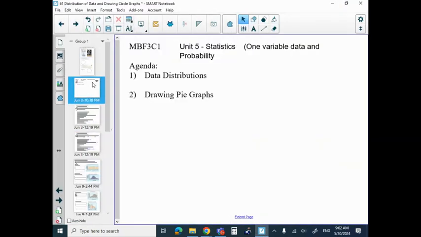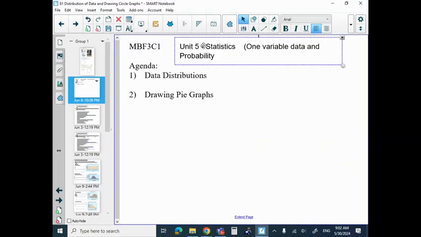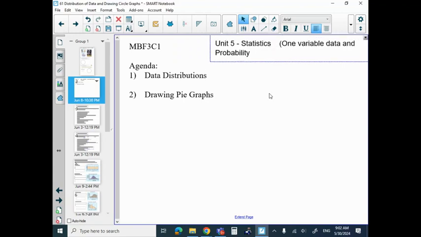All right, here we go with the second lesson of this statistics unit. One variable data and probability we get to eventually. I don't know if I mentioned that yesterday or not. We're going to look at data distributions, so the types of patterns in data that are really common.